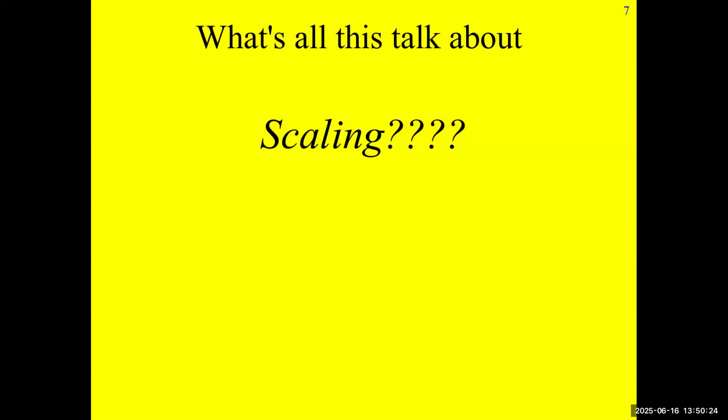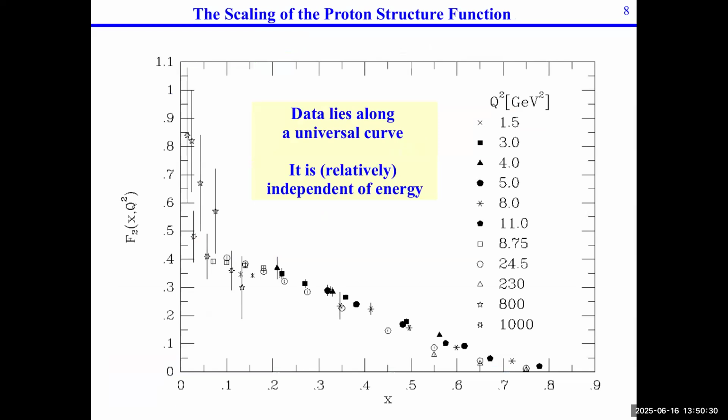But let's back up a bit, and what's all this scaling we've been talking about? And Dan showed you curves like this. This is an older one where this is the measurement of the F2. And ideally, this is a function of X and Q. But what you see here is I've plotted it for a wide variety of Q squared values, many different experiments, measurements over a wide variety of Qs. And they all seem to lie along this universal scaling curve. And so it seems like, to a good approximation, this seems to be independent of the Q, independent of the energy. And what does that tell you?